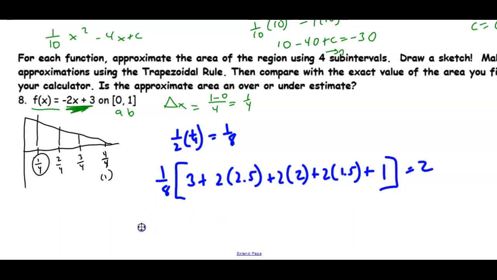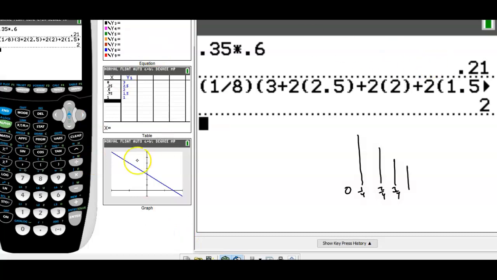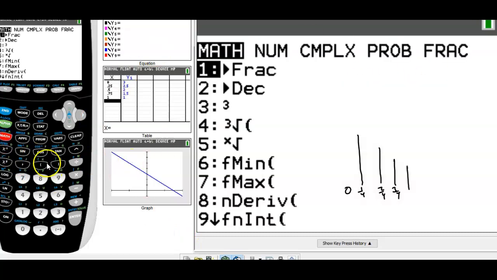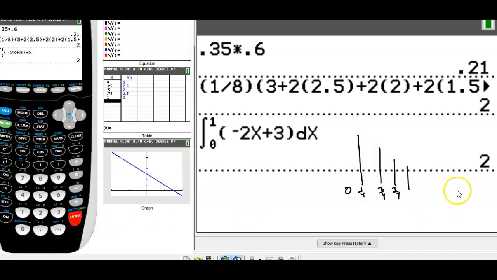So now I need to do the actual one. The actual area model, which is math 9. Remember that? So I'm going to punch that into my calculator real quick. So I'm going to go math 9 from 0 to 1 of negative 2x plus 3 dx. And we hit enter. It's 2.